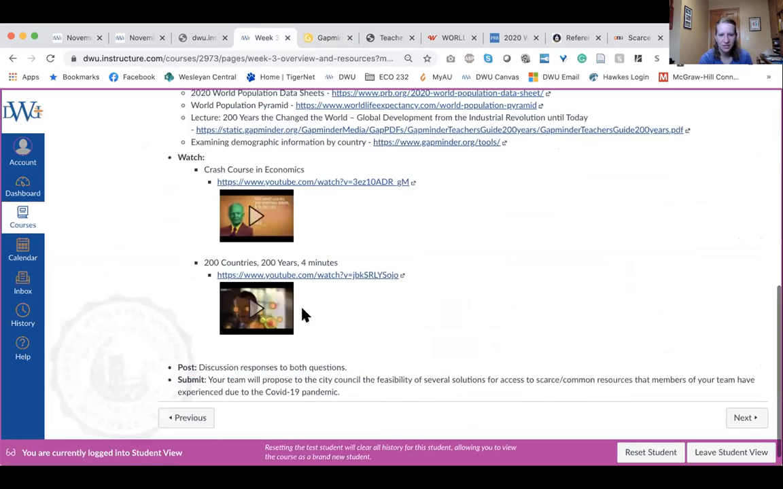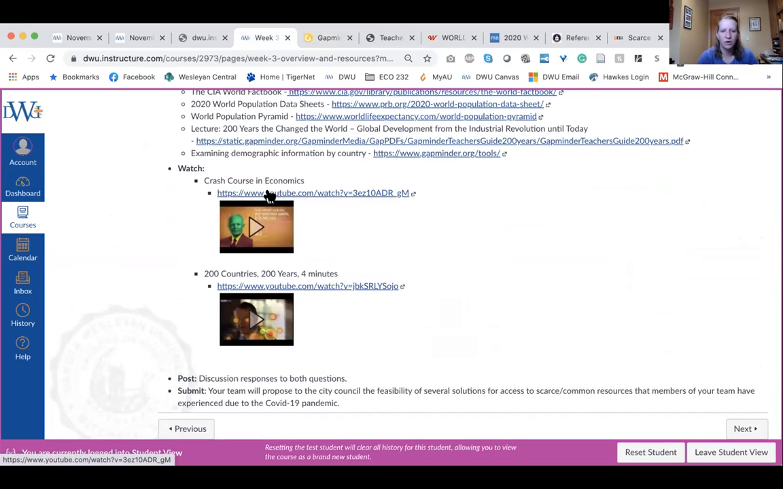Okay, so then we have these two. This is the crash course in economics. It's just to remind you and again refresh your memory on what opportunity cost means. So opportunity cost is what are you giving up to do something when you make a choice. Every decision you make, you obviously give something up.